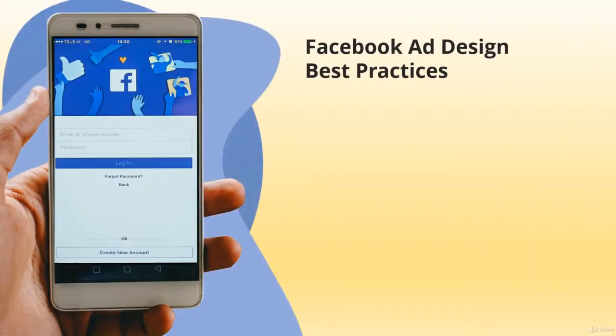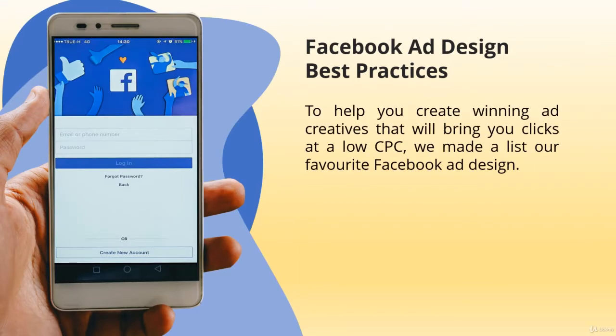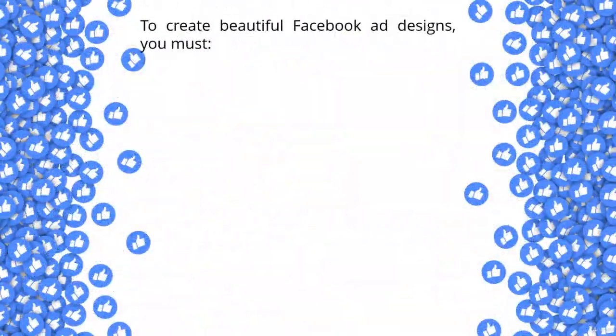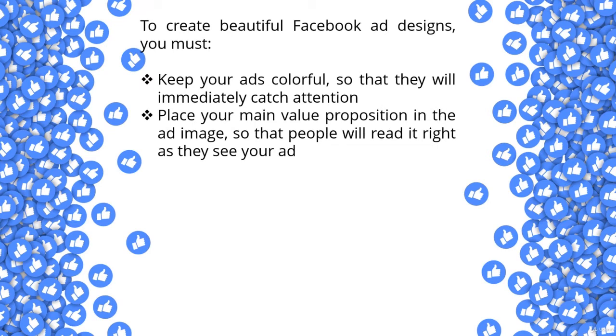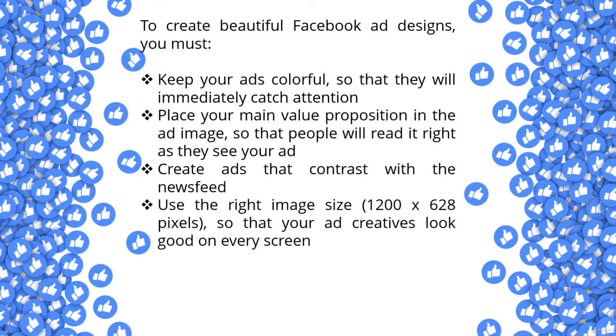Facebook ad design best practices. To help you create winning ad creatives that will bring you clicks at a low CPC, we made a list of our favorite Facebook ad design tips. To create beautiful Facebook ad designs, you must keep your ads colorful so that they will immediately catch attention. Place your main value proposition in the ad image so that people will read it right as they see your ad. Create ads that contrast with the newsfeed. Use the right image size, 1200 × 628 pixels, so that your ad creatives look good on every screen.